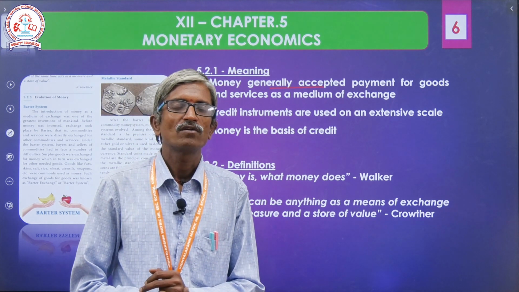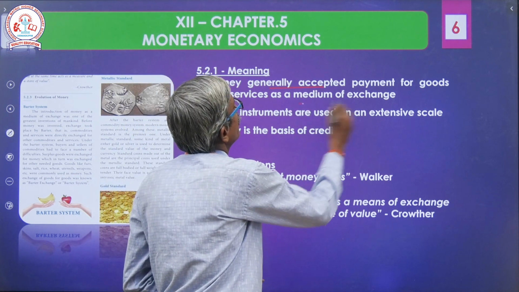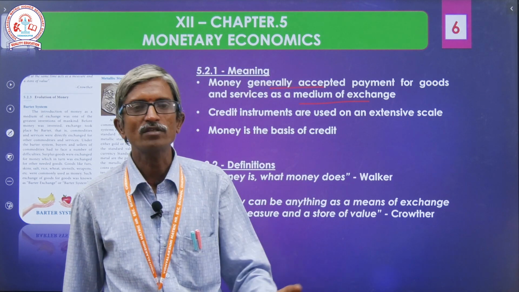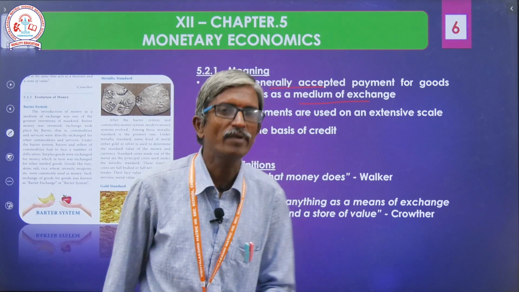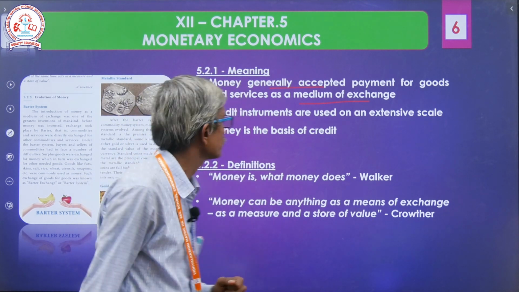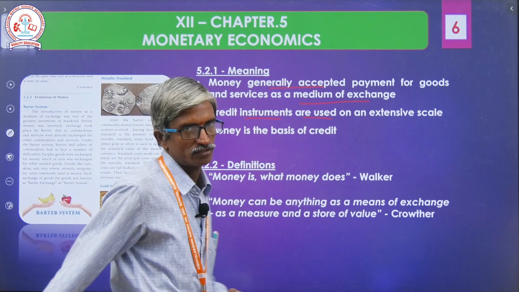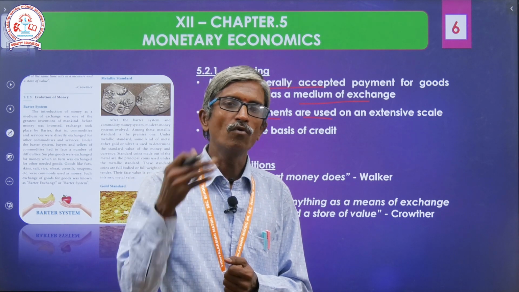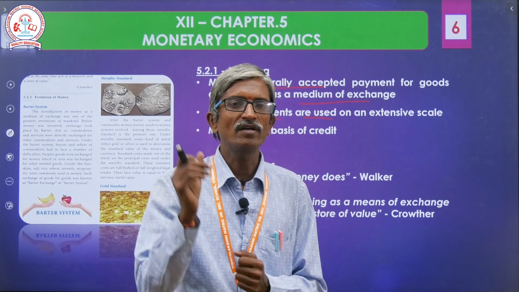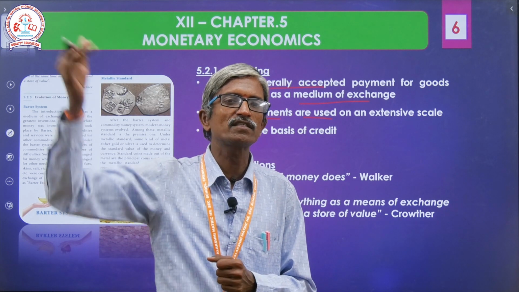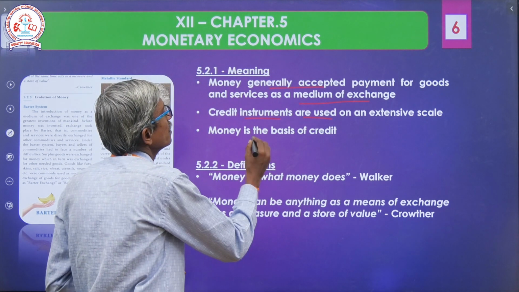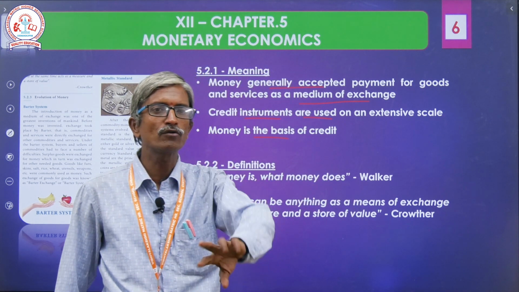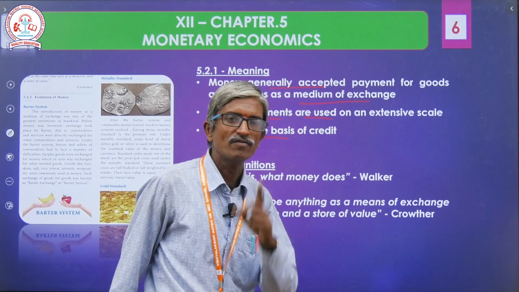For purchasing goods and services as a medium of exchange. I want to buy a bike, I want to buy a car, some grocery, some dress, whatever it may be. It acts as a medium. Next, credit instruments. Sometimes if you are buying a product which is more expensive but what we have is less, what will we do? We move to the next stage called credit. Then the next one, money is the basis of credit. If it is more expensive, immediately we go to the next step, basis of credit.